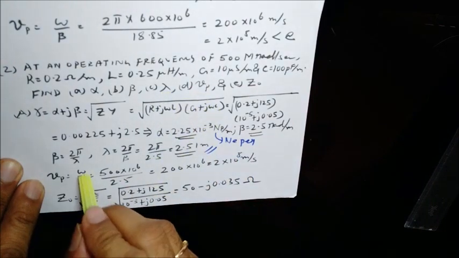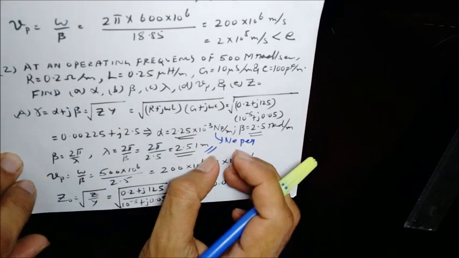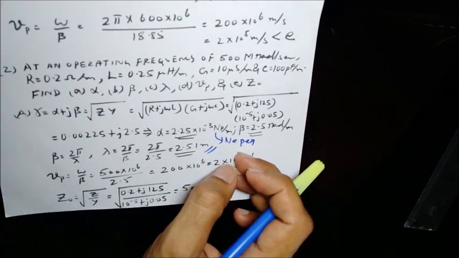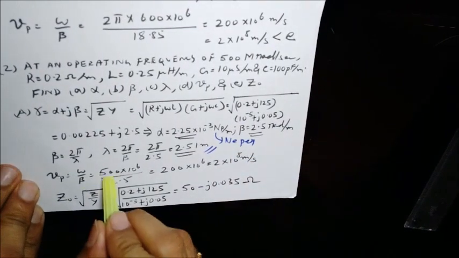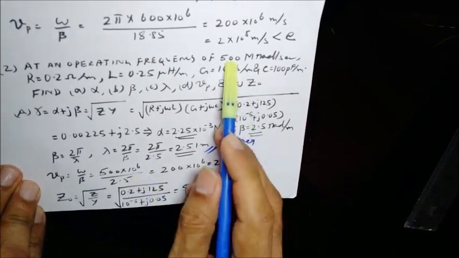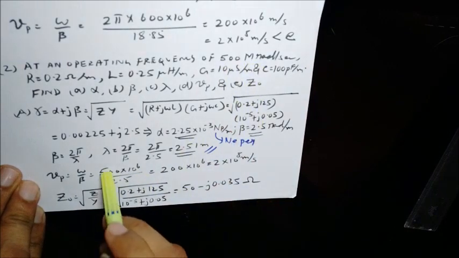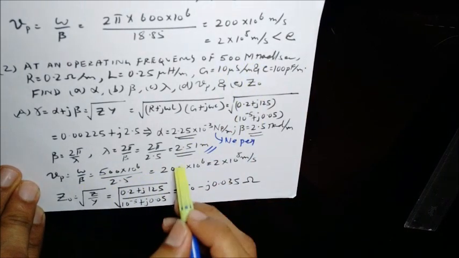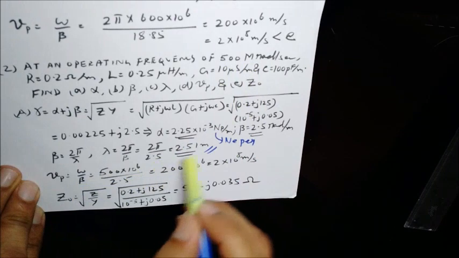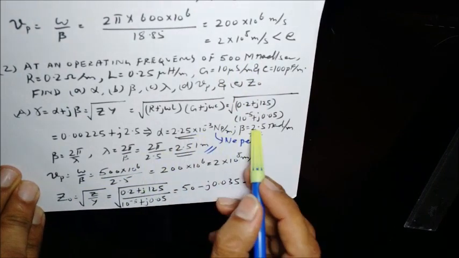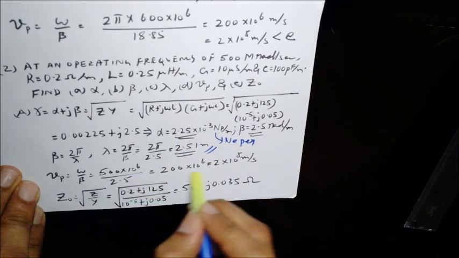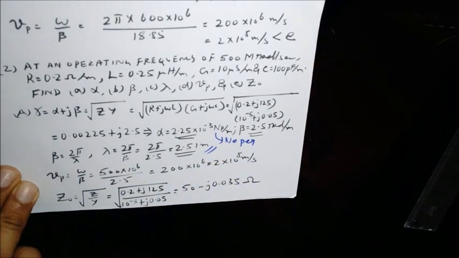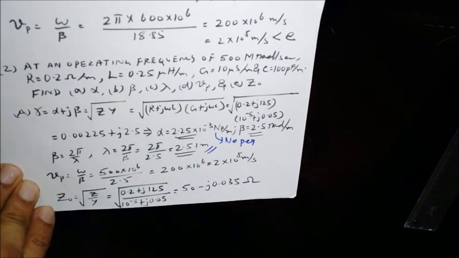Phase velocity is again omega by beta, something that we have discussed earlier. So omega by beta is the phase velocity, and omega is 500 into 10 power 6. It is given as 500 mega radians per second. So 500 into 10 power 6 divided by beta, which is 2.5, which we have calculated here. So divided by 2.5, you get the result as, again you see that the velocity is less than c. It is 2 into 10 power 8 meters per second.